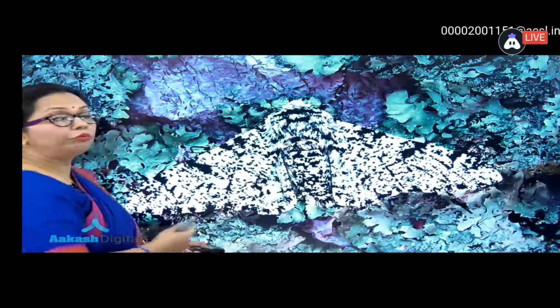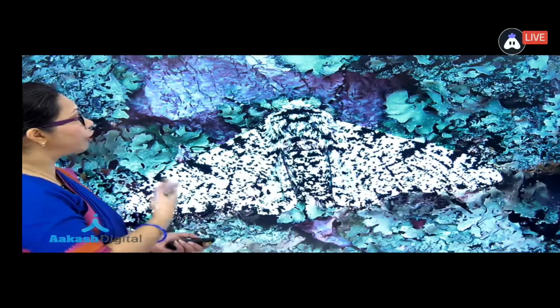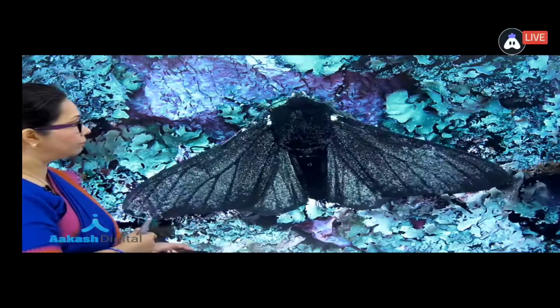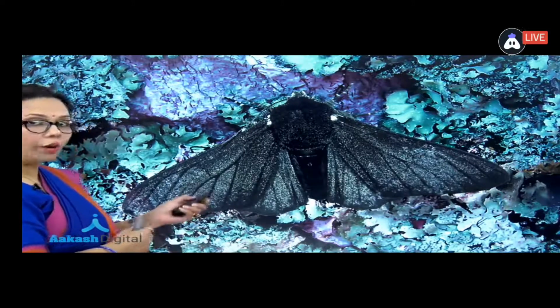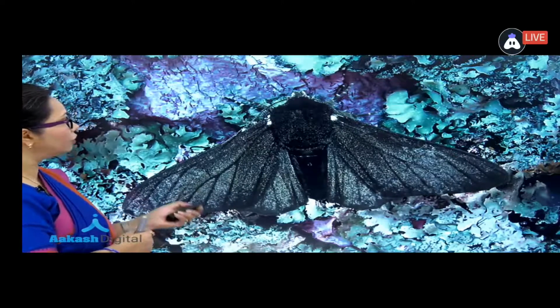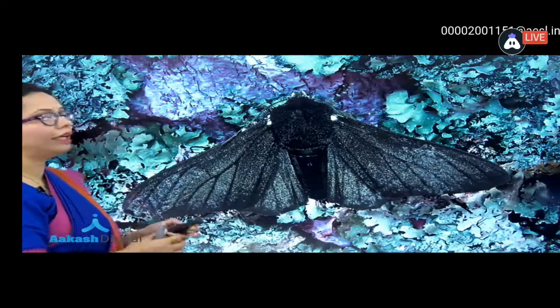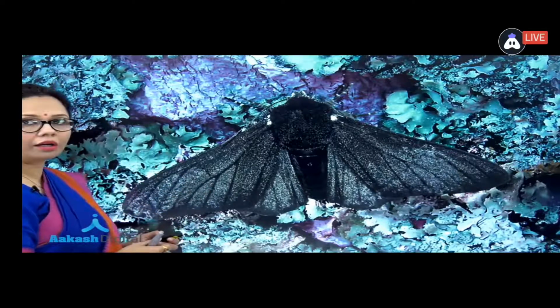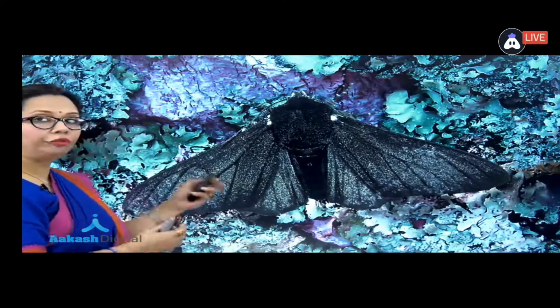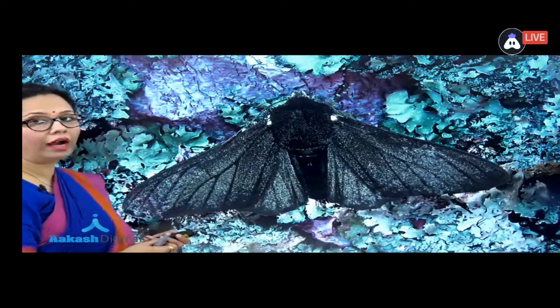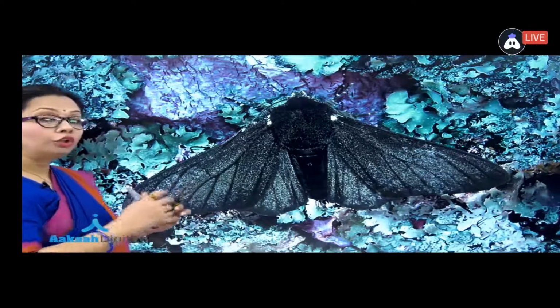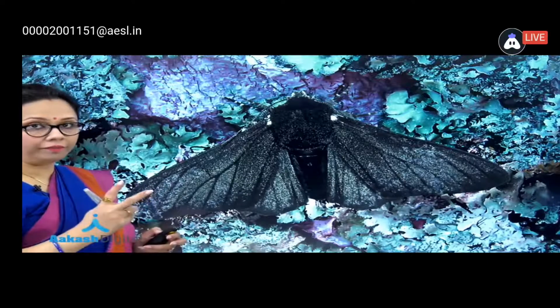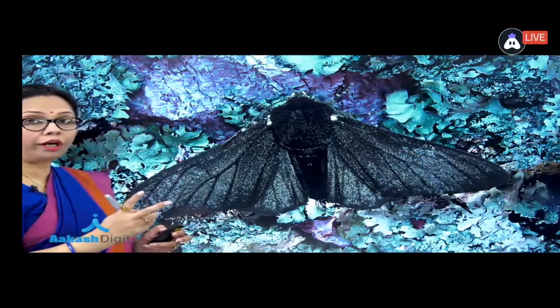However, there was a mutation leading to the formation of a black colored moth. Now as we can see, this black colored moth is very distinctly seen over the tree bark, and for the birds it would be easy to catch this moth and eat it. So now we see there is variation, and variation is brought about by mutation.